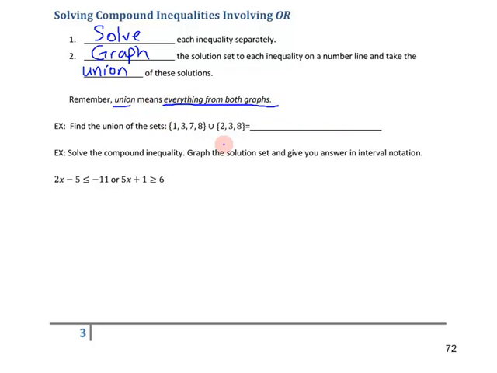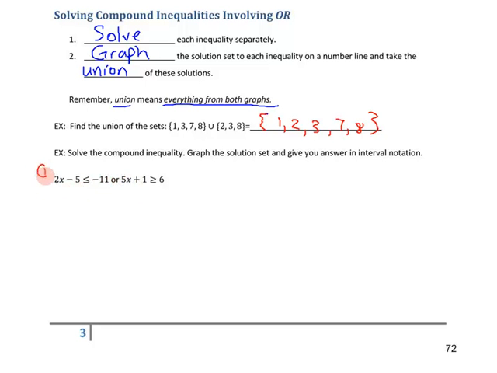All right, so the union of, say, these two sets, just as practice here, means 1, 2, 3, 7, and 8. Notice how it's everything that's in either one of those or possibly both. So if I wanted to solve a problem that has two inequalities in it but they're connected with an OR, I'm going to solve them each separately.